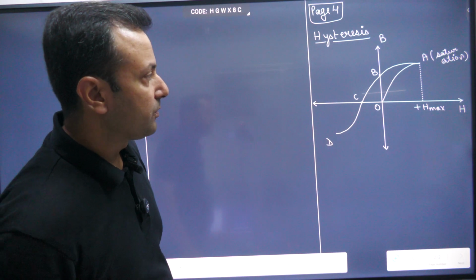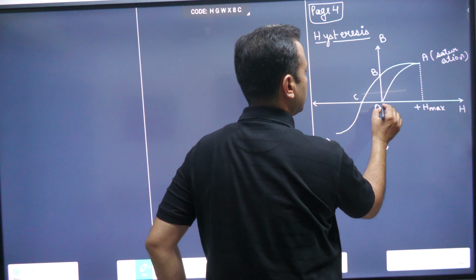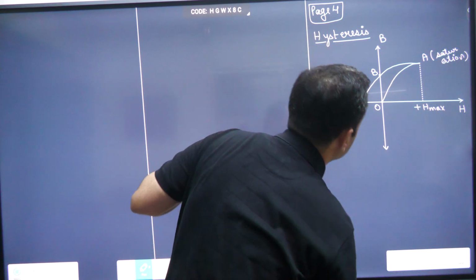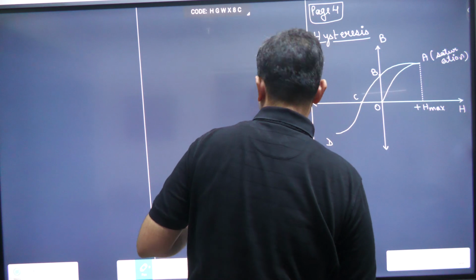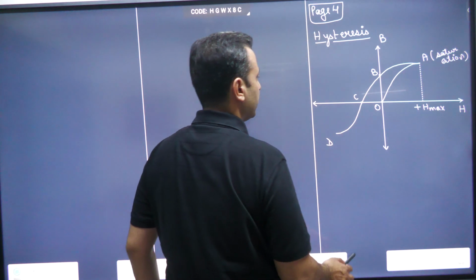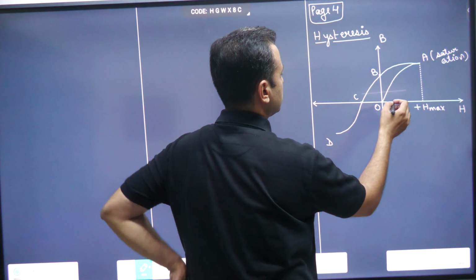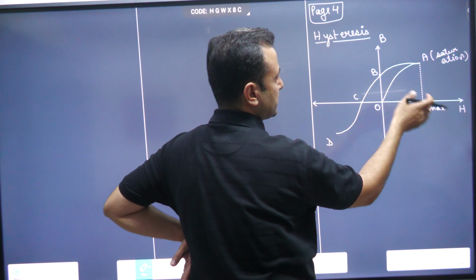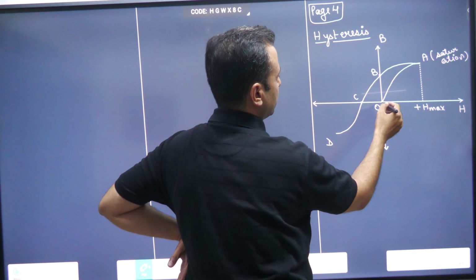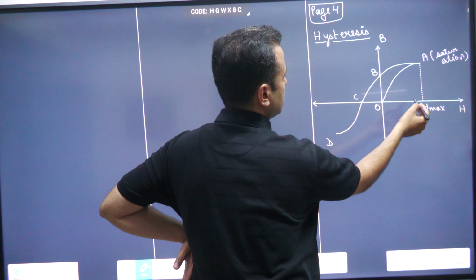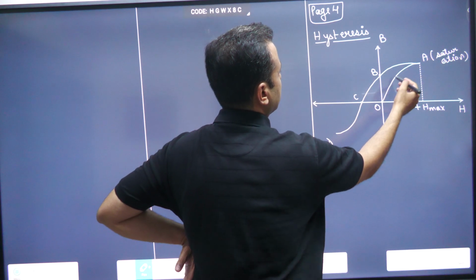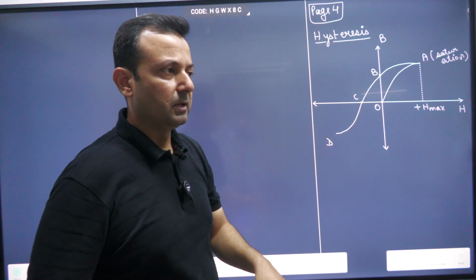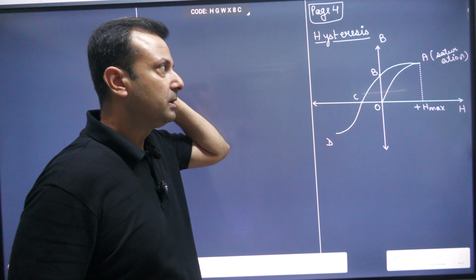So, what we are observing initially at point O, the origin, is that both H and B are zero. It means that there is no magnetizing field, so there is no magnetic induction. When we increase H slowly, this magnetic induction also increases, and it becomes constant at a point A.